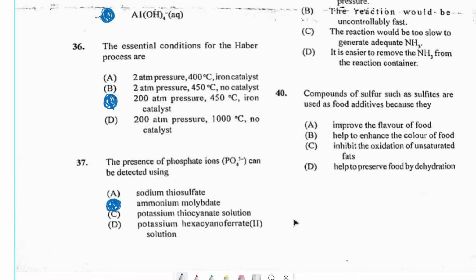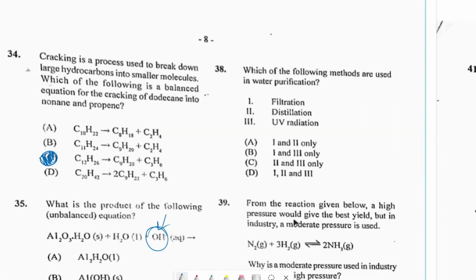Number 37. The presence of phosphate ions can be detected using ammonium molybdate, and you'll have a bright yellow precipitate being formed, given that it's a positive result. Which of the following methods are used in water purification? Filtration, yeah. Distillation, yep. UV radiation, all three, yeah?